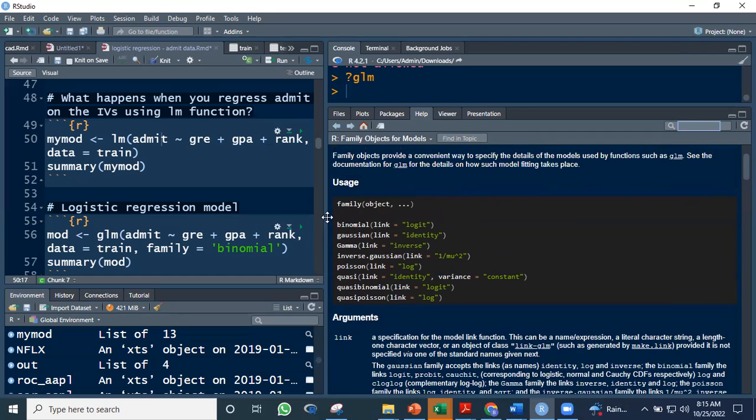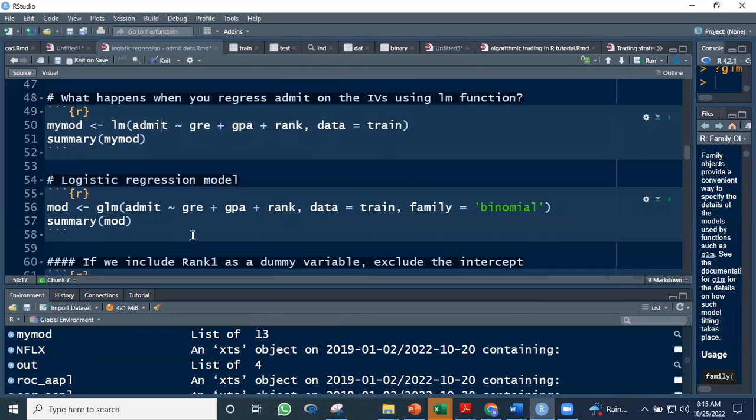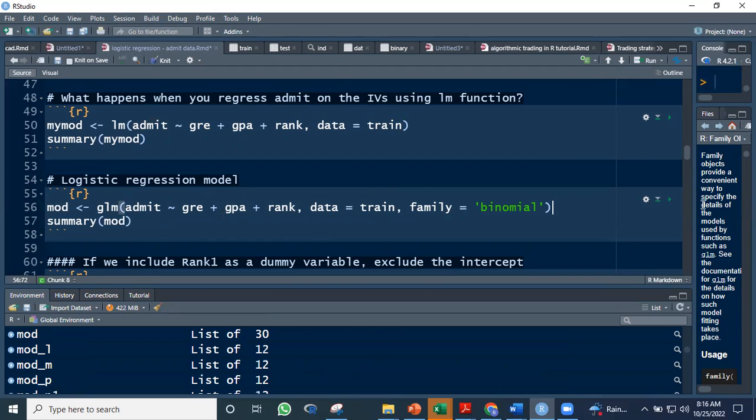Okay, so let's go back to our model. So this would now be the correct way to model this. So I'm now calling it mod, and it's GLM, same response variable admit, same predictors, yung tatlo. Tapos data is equal to train. Okay, and then family is equal to binomial. Okay, so this is now the difference between your ordinary least squares and your binary logistic regression. Tapos summary natin. So let's run this.